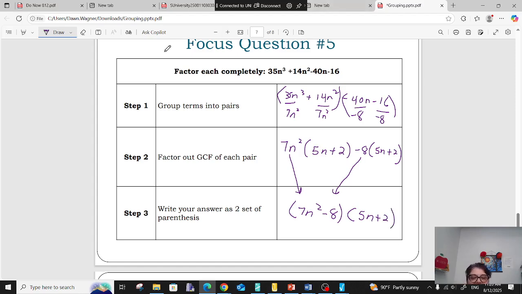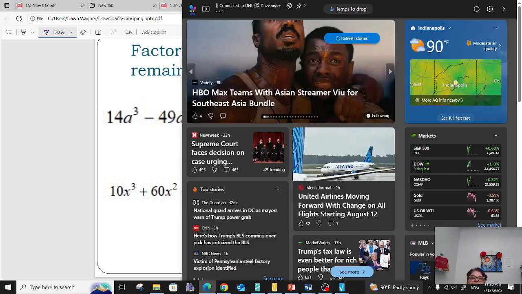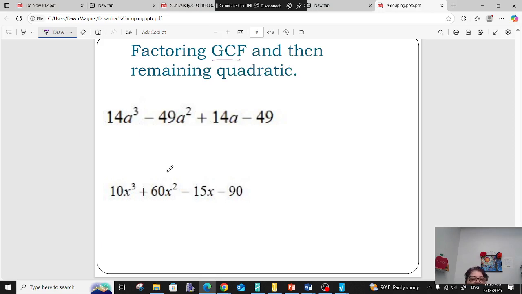Now, again, there are some times when you have to do the GCF first. You should always look to see if there's a GCF.